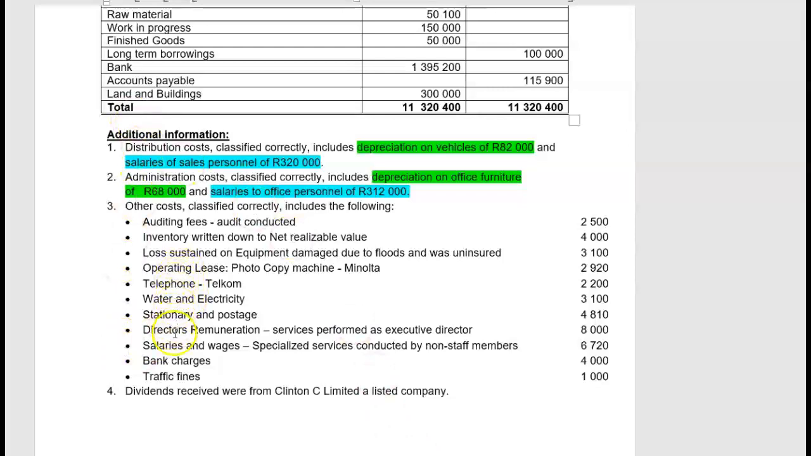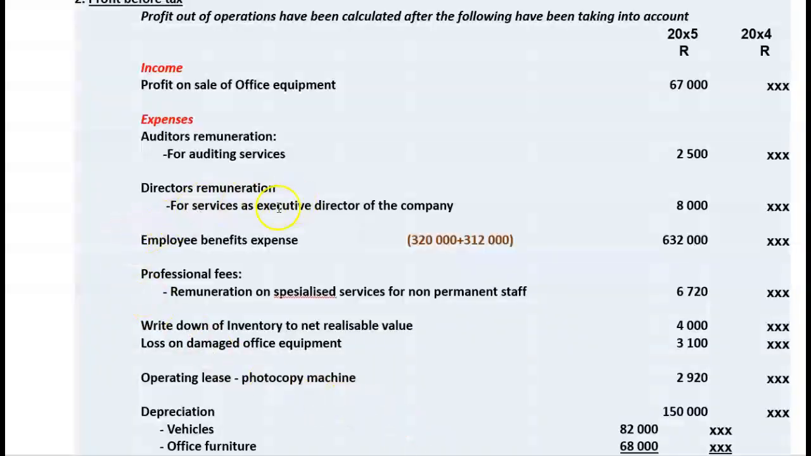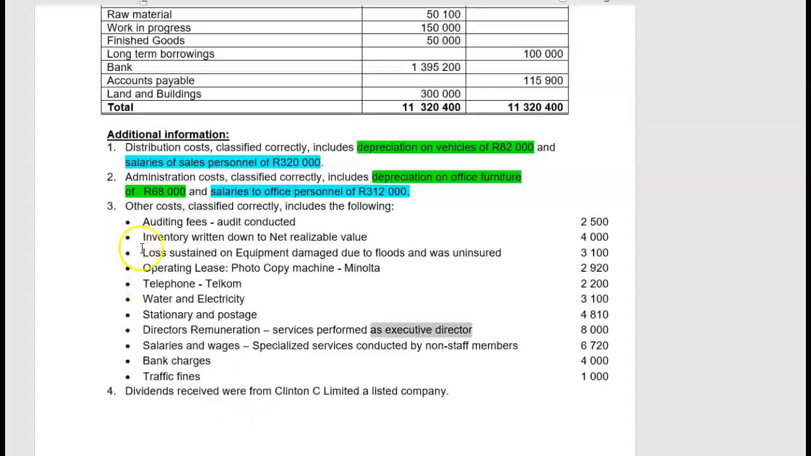Good. Directors' remuneration, that we have to disclose, and there we have to distinguish between executive and non-executive directors. So this would be directors' remuneration, executive directors, and that would be services performed as a director, 8,000 Rand. So for directors' remuneration you have to distinguish here, executive or non-executive. For services as executive director of the company, 8,000 Rand.